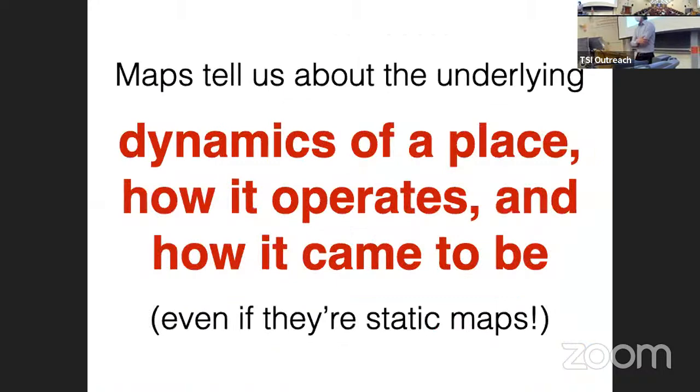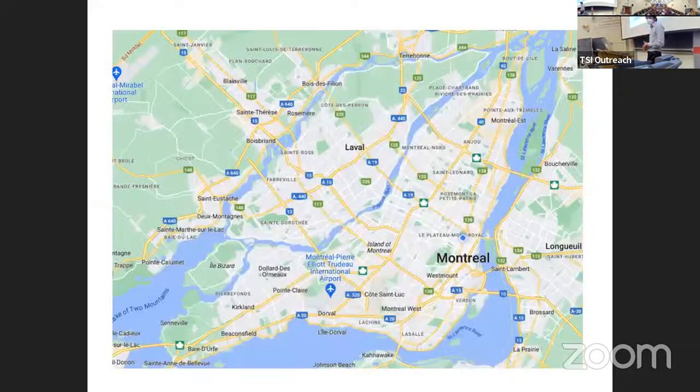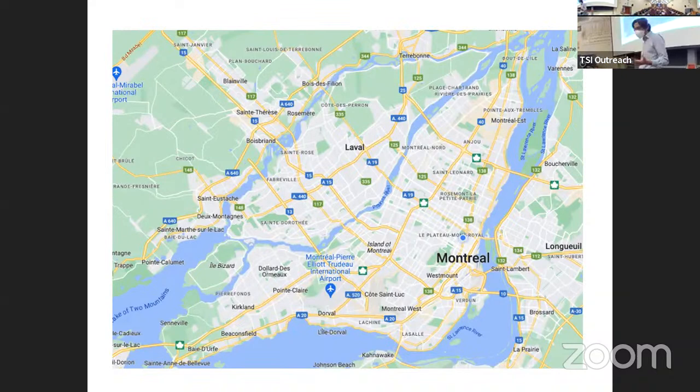We make maps because they tell us about the dynamics of a place, how it operates, and how it came to be. And that's true even if we look at a static map. Here's an example that you're very familiar with: Google Maps, Montreal. This is a static map, but even just looking at it without any animations or movies, we can learn things.